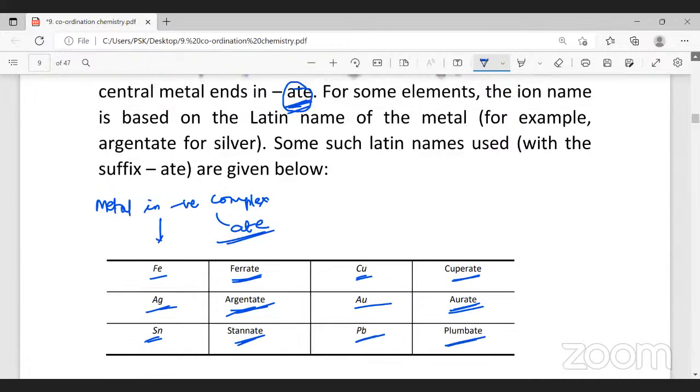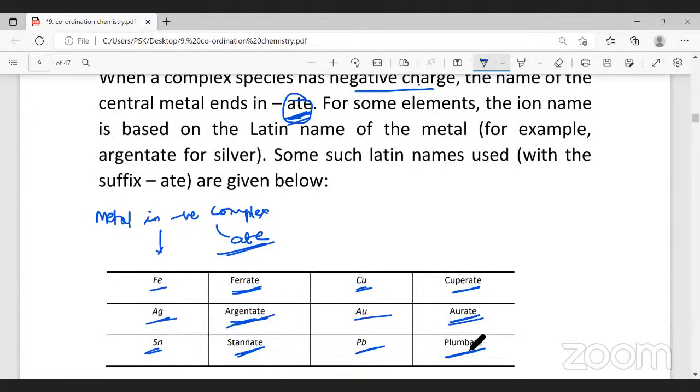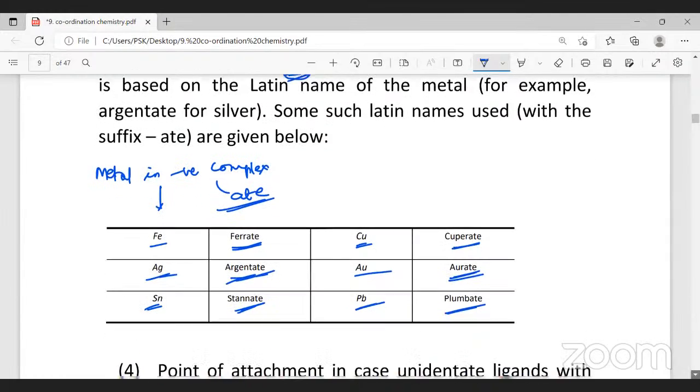All right. When the complex ion is negative, then the name of the metal has to end with -ate. For some elements, the ion name is based on the Latin name of the metal, for example, argentate for silver. Some such Latin names are used with the suffix -ate. So all these are Latin names: cuprate, ferrate, argentate, plumbate.